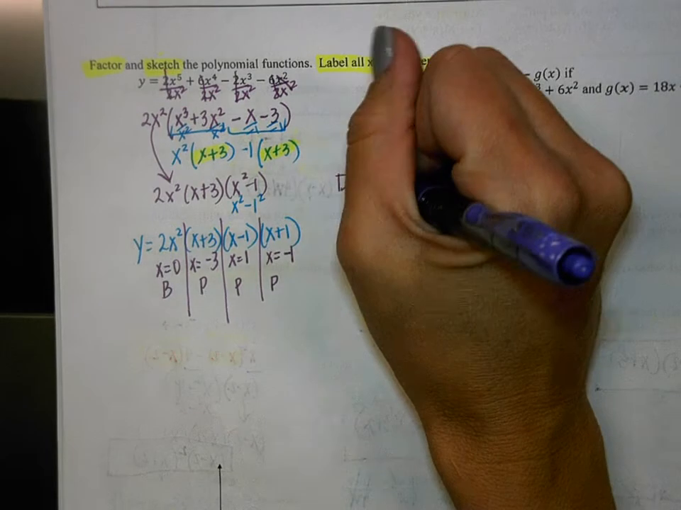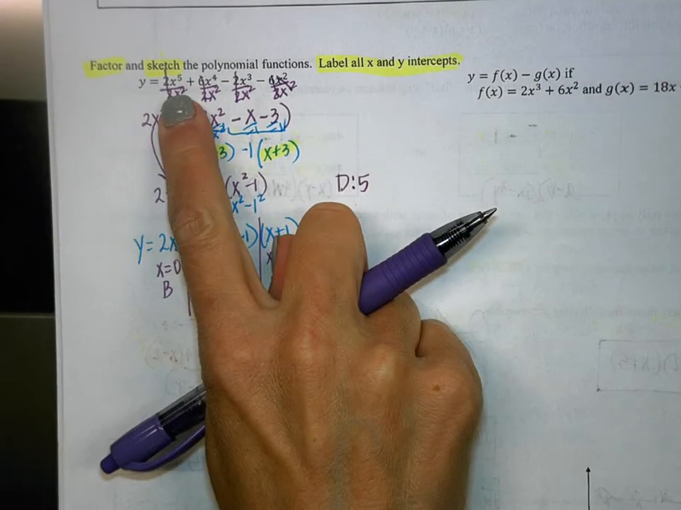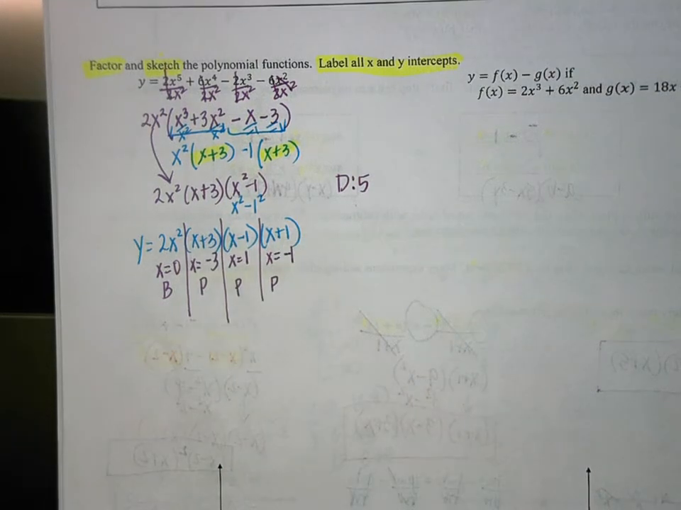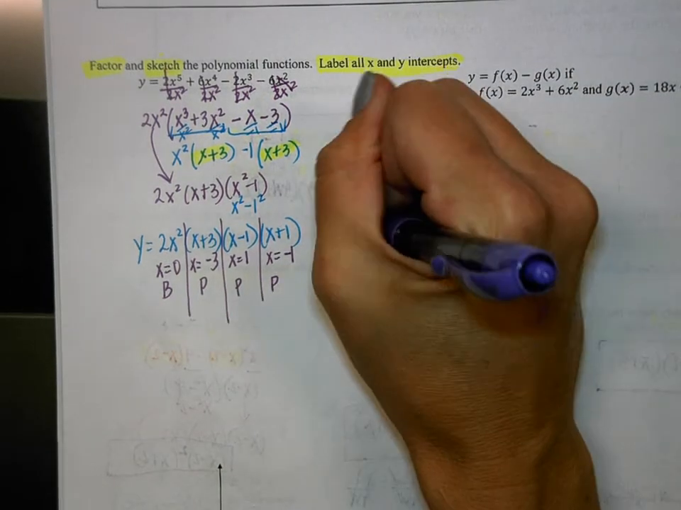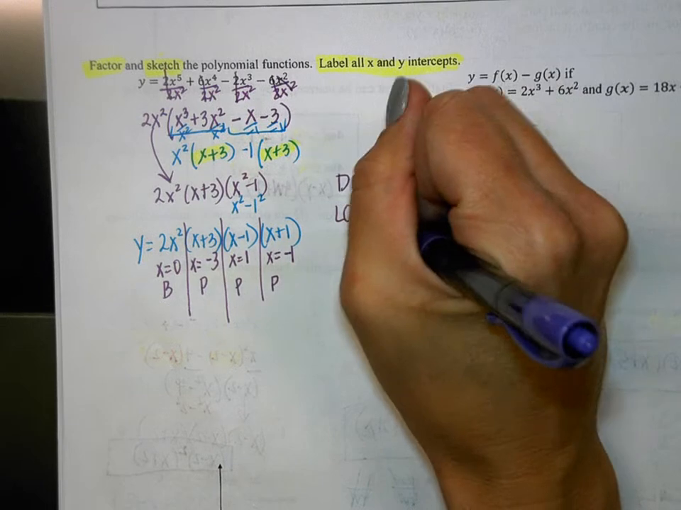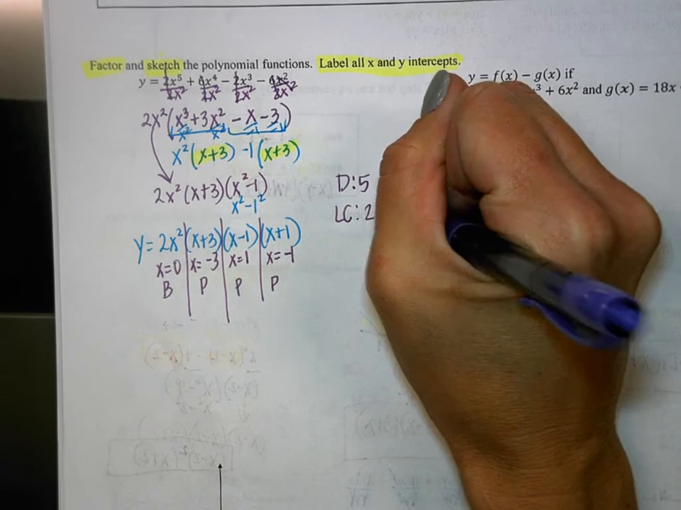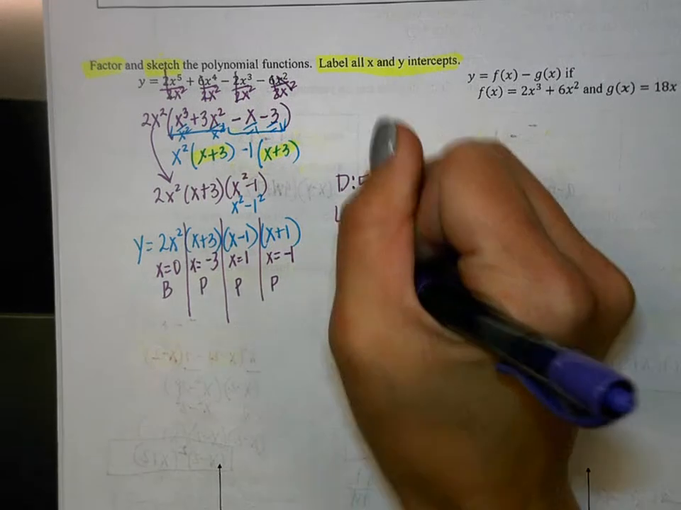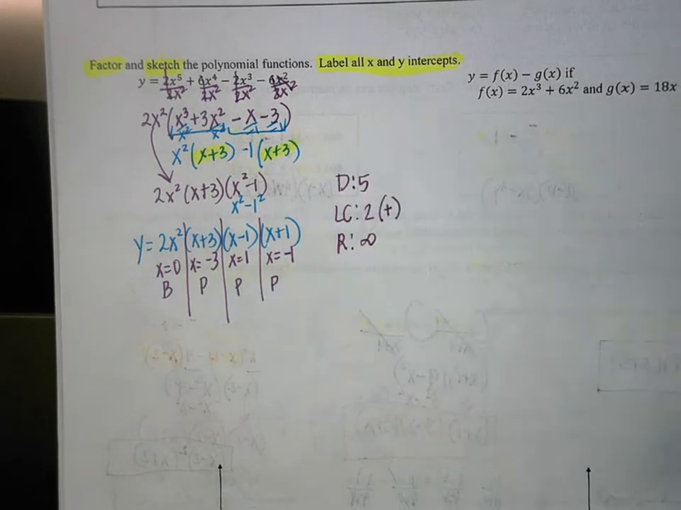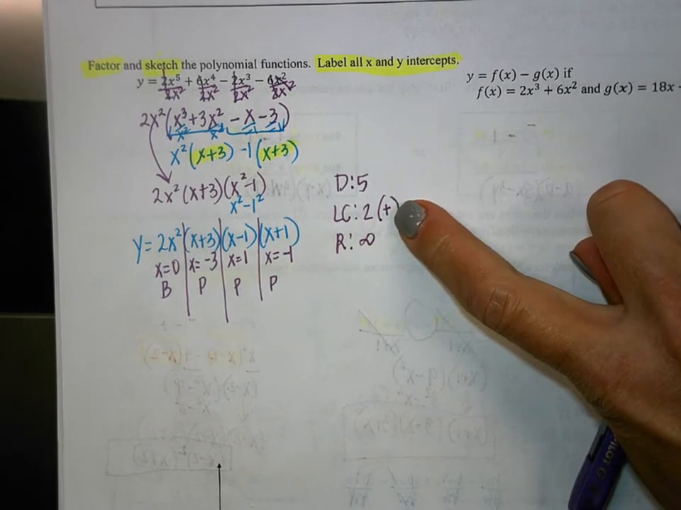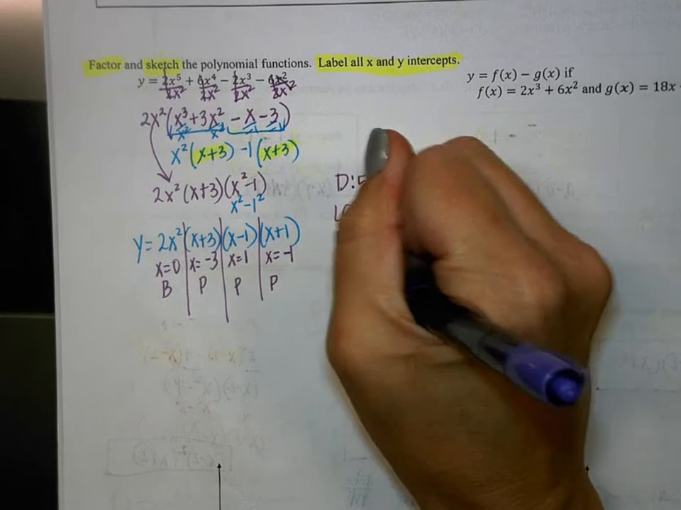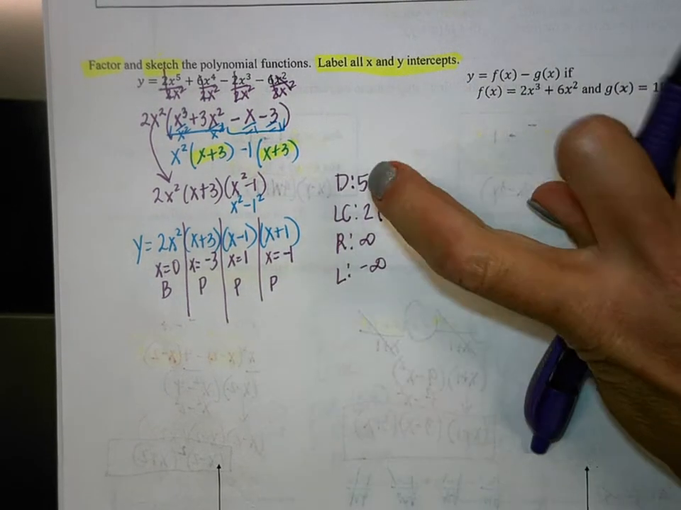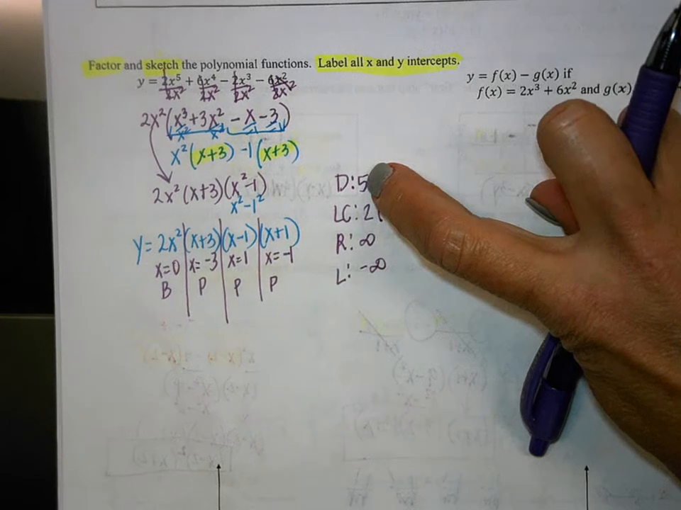5. You can get that from your original problem, or you can add 2 plus 1 plus 1 plus 1, which also equals 5. Okay, my leading coefficient is what? 2, and specifically we want to know that it is positive. My right-hand behavior is what? Positive infinity, because my leading coefficient is positive. My left-hand behavior is going to be negative infinity because my degree is odd, and odd goes in opposite directions.